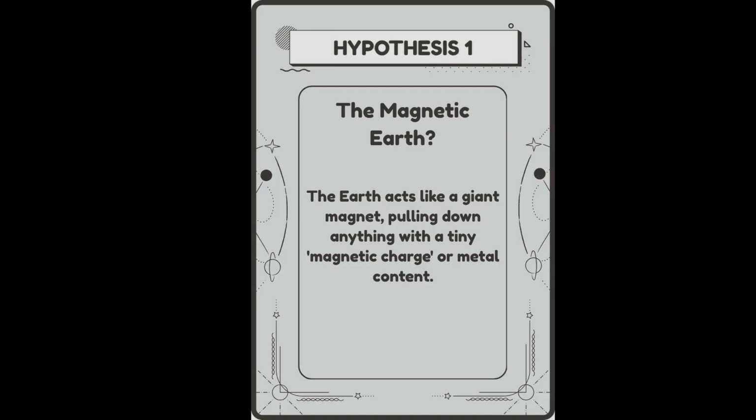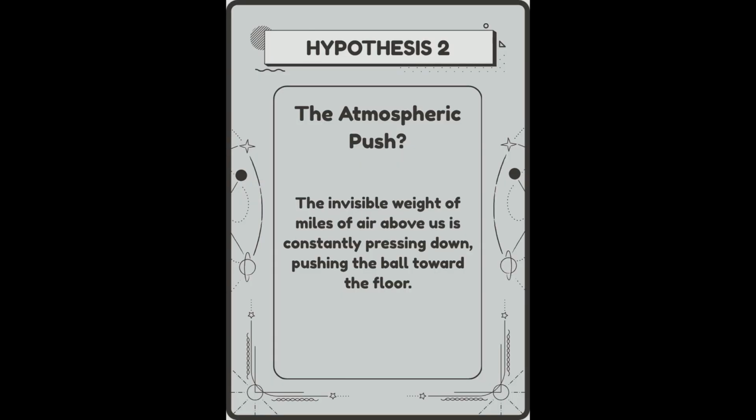From everything that the students have come up with, let's draw 4 hypotheses. Hypothesis 1. The Earth acts like a giant magnet, pulling down anything with a tiny magnetic charge or metal content. Sounds plausible. Earth is huge and it can maybe pull things down if it's actually magnetic in nature. Hypothesis 2. The invisible weight of miles of air above us is constantly pressing down, pushing the ball toward the floor. Also reasonable. Air has weight. We live under a column of atmosphere above us. So maybe it's just pressure?